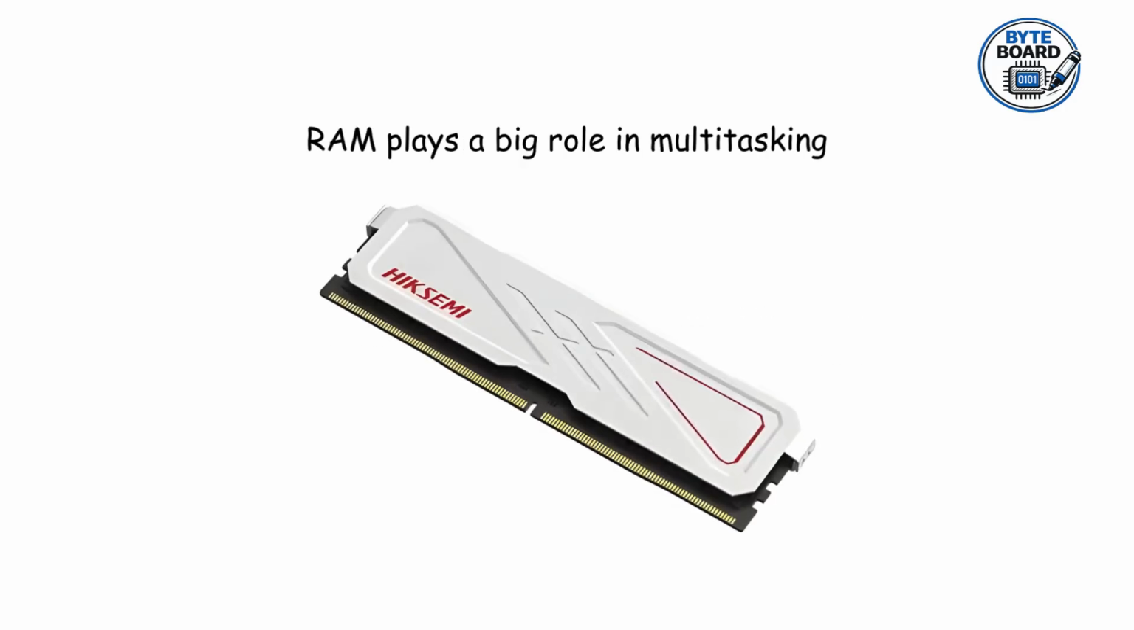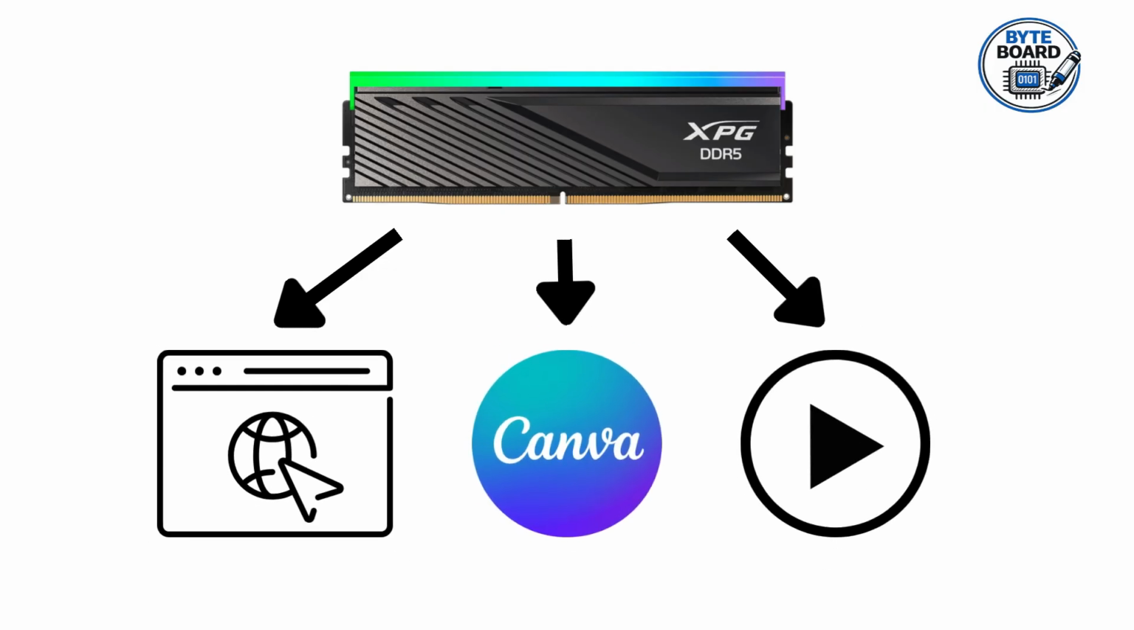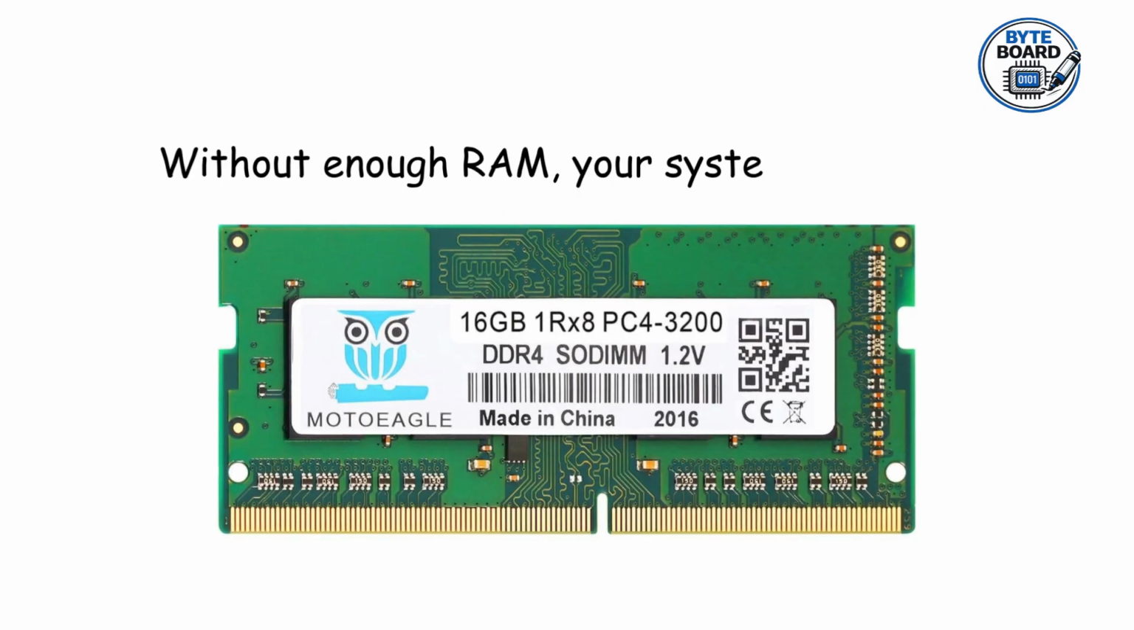RAM and multitasking. RAM plays a big role in multitasking. If you have more RAM, you can open many tabs, run multiple apps, and switch tasks smoothly. Without enough RAM, your system struggles.